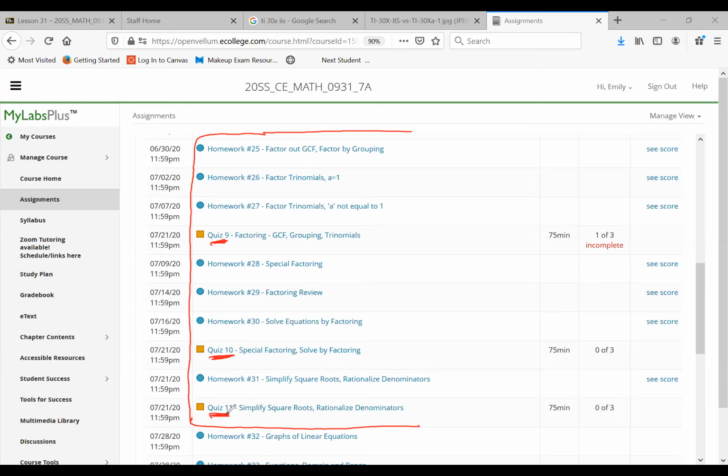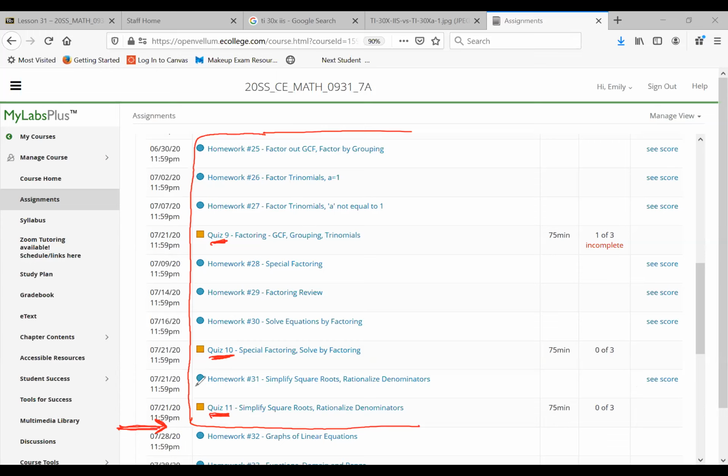So I encourage you to take any one or all of those quizzes. Each one you have 3 tries. They're optional, so the grade that you get doesn't help or hurt your standing in the class. It's just good review. And then on the day of our test, test 2 will show up right here after quiz 11. And then homework 32, that's in our next unit. So on the day of our test, it'll be available in this list of assignments.